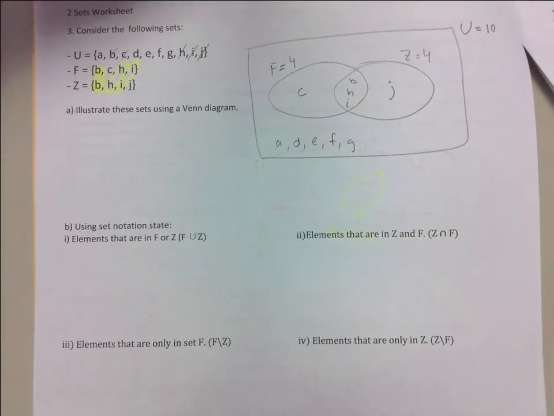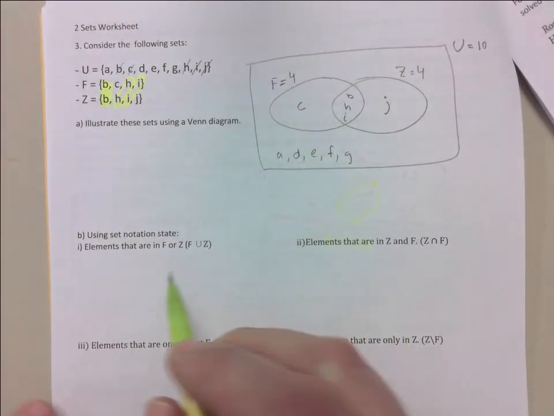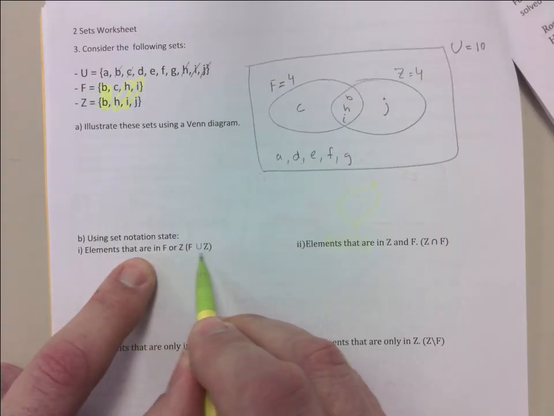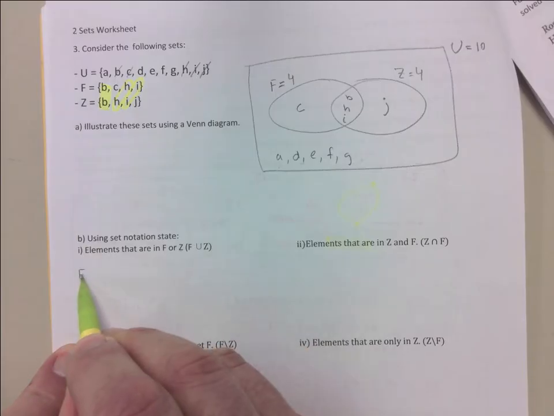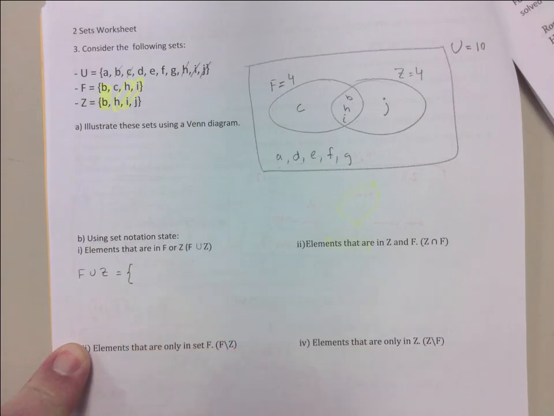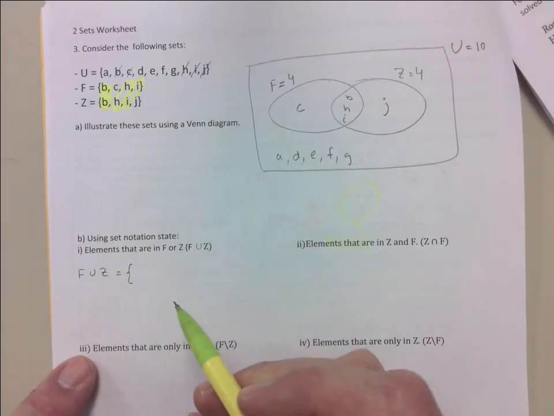Let's keep going. Using notation, so watch this. This may or may not show up today. Elements that are in F or Z, so they want this. So union is you actually have to list the elements. You can't just give me a number because there's no n. It's not like the number of elements. It wants the elements themselves.